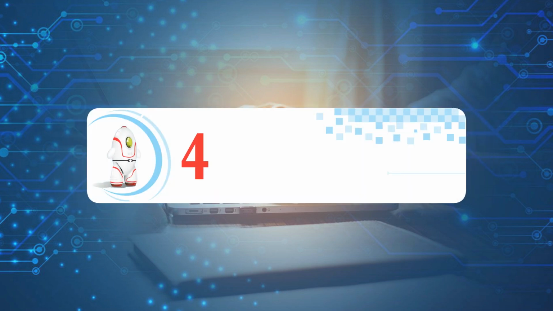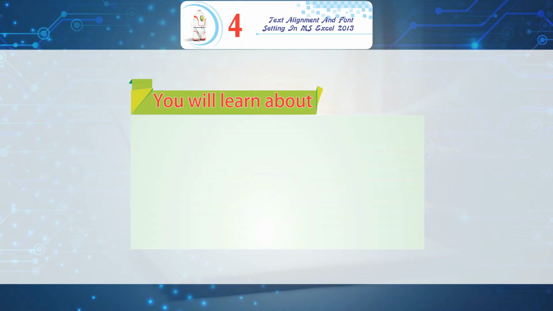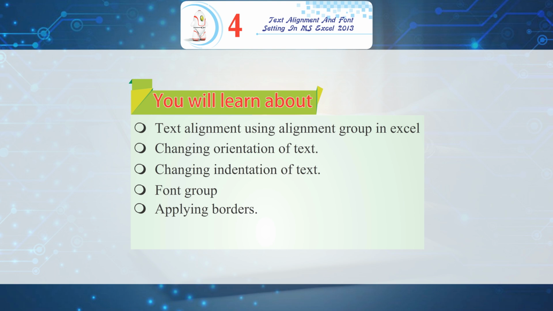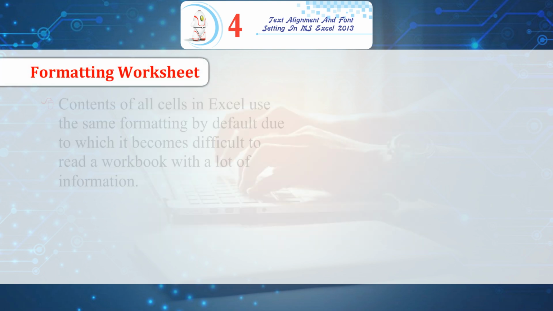Chapter 4: Text Alignment and Font Setting in MS Excel 2013. You will learn about text alignment using the alignment group in Excel, changing the orientation of text, changing the indentation of text, the font group, applying borders, the number group, and formatting a worksheet.